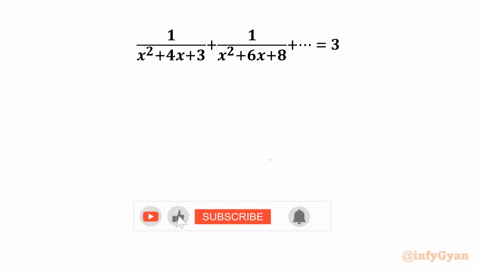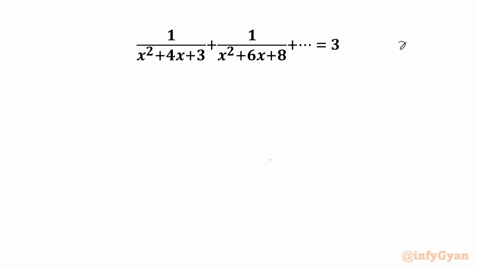Today in this video, we'll be solving one very interesting and challenging question from rational equations. Here we have an infinite number of terms: 1 over x square plus 4x plus 3, plus 1 over x square plus 6x plus 8, plus, up to infinity, equal to 3. And we are going to find all real solutions.